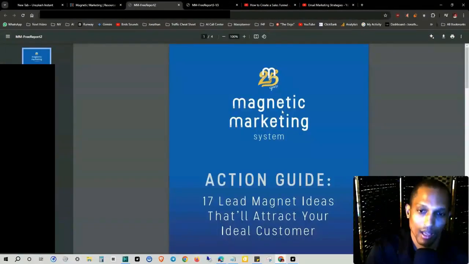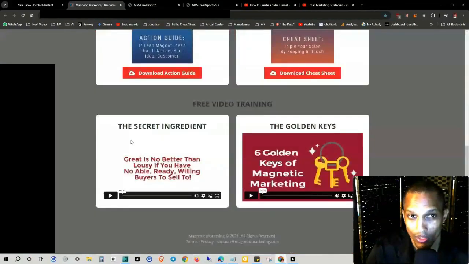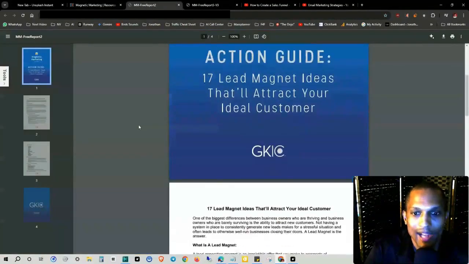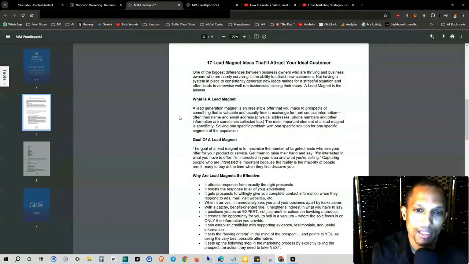And if you don't know, if you buy the book Magnetic Marketing, this entire page right here comes as an additional resource. All right, so getting back to the action guide. Now here's 17 lead magnet ideas that'll attract your ideal customer. Not having a system in place to consistently generate new leads makes for a stressful situation and often leads to otherwise well-run businesses closing their doors. A lead magnet is the answer.